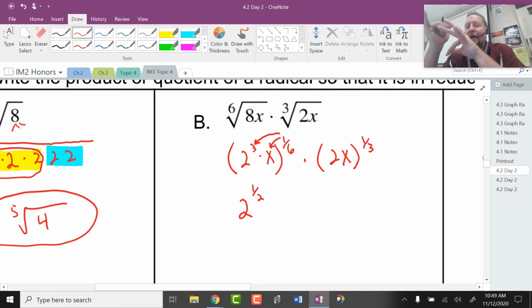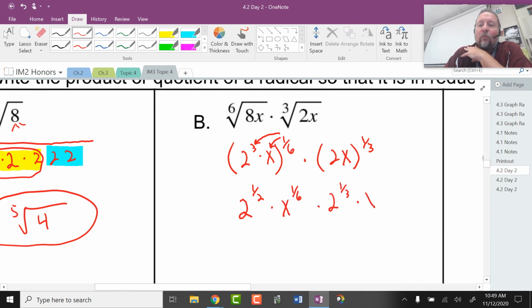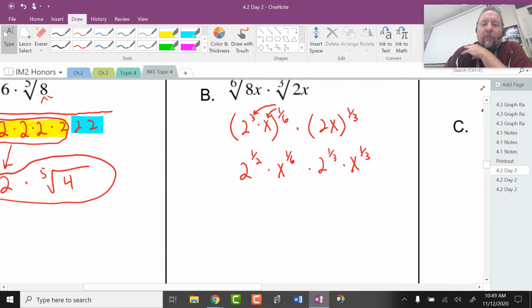What that did is knock it down and reduce it a little bit. And then this is x to the 1/6. And then this is 2 to the 1/3. And this is x to the 1/3. And then what I'm going to do is bring these two together. I'm going to use the commutative property. I can write these together as a product, and I can write these together as a product. I can switch the products around.